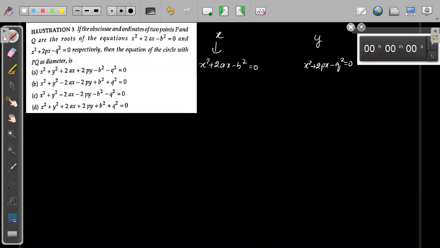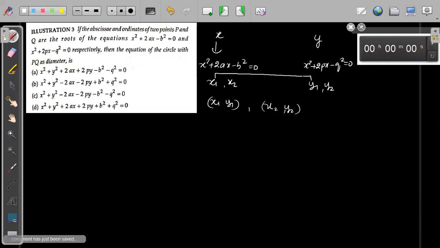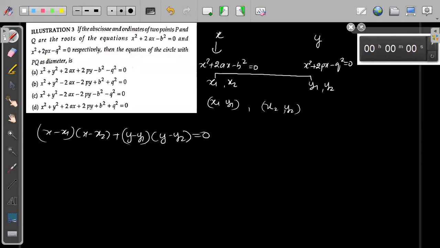So if PQ is the diameter, let's take x1 and x2 from here and y1 and y2 from here, right? So I'll assume this one is x1 y1, the first point, and x2 y2 is the another point. You can change y in the second equation because the value of y they are asking. So we can write (x minus x1) into (x minus x2) plus (y minus y1) into (y minus y2) is equal to 0. This will be the equation of the circle.